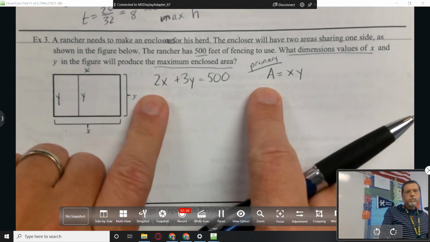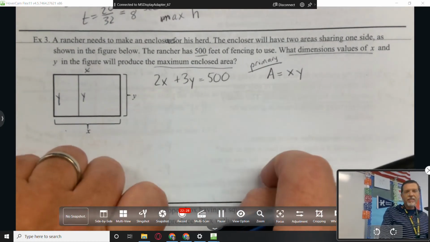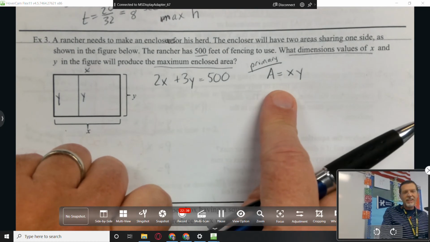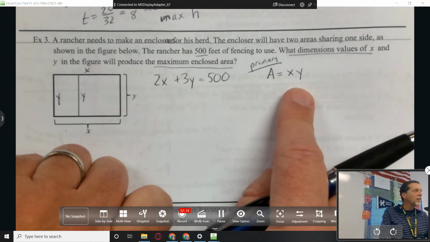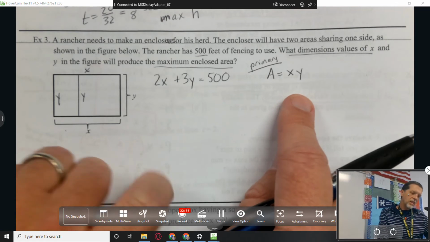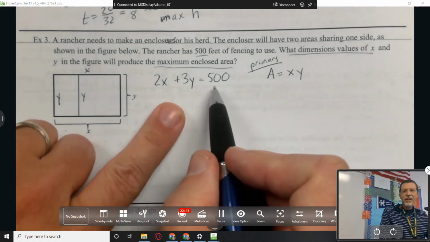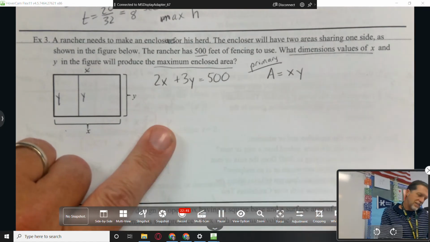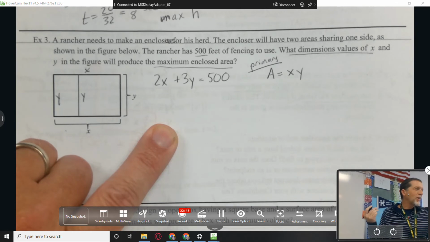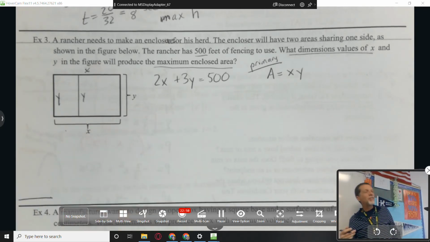So what do you want to do next? I don't really want to take a derivative yet because that would be yuck. I want to get rid of a variable. Would you like to solve for X or solve for Y? Why would you like to solve for X?